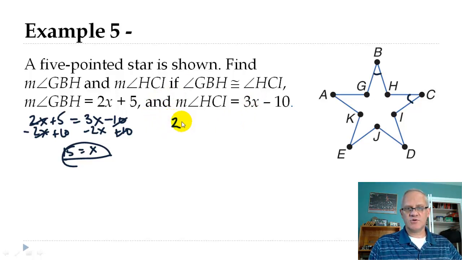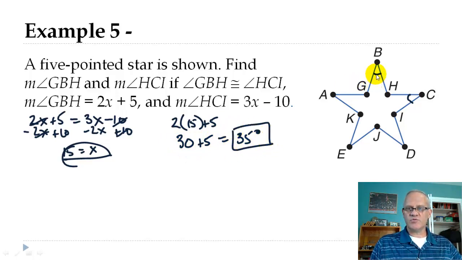So let's do 2x plus 5. So it's 2 times 15 plus 5. So that's going to be 30 plus 5, which is 35 degrees. So both of them should be the same. If you plug 15 in over here, it should give you the same exact number.